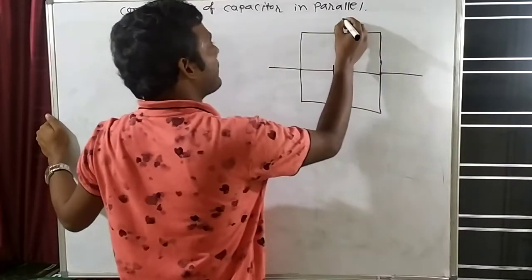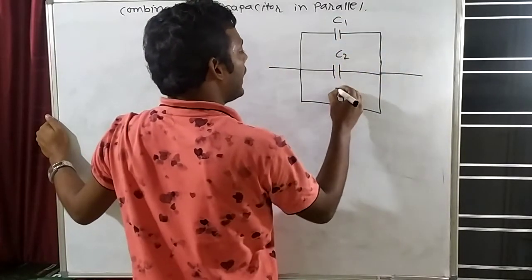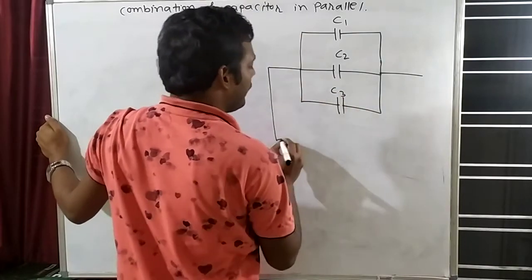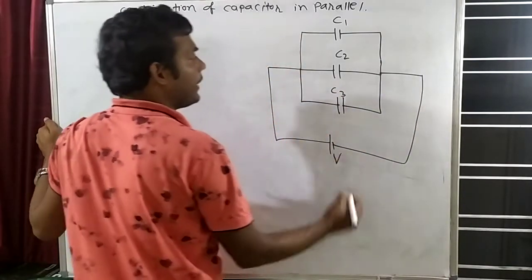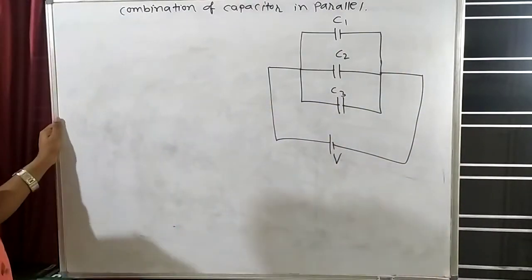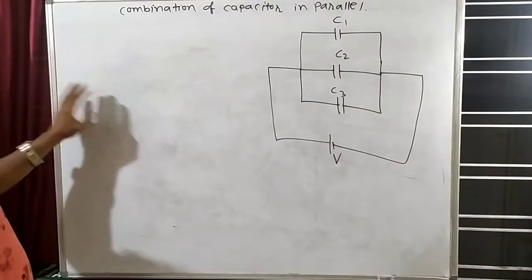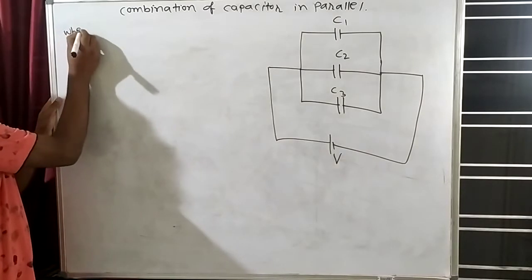Suppose these are the three capacitors C1, C2 and C3, and we are connecting them with a voltage source V.